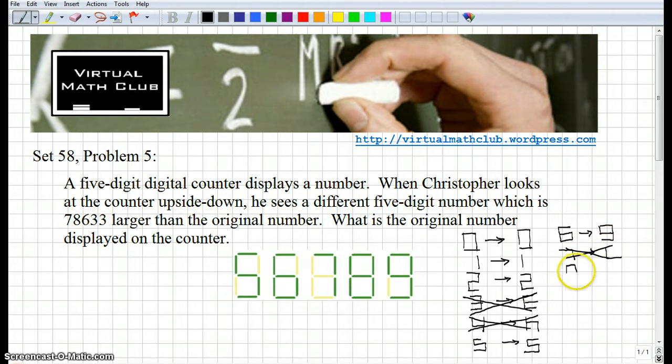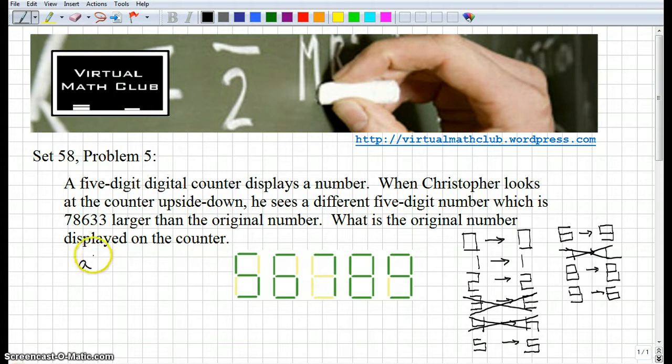For an 8, we have all 7 segments lit up. And when we turn it upside down, we still have all 7 segments lit up. So it still looks like an 8. And then a 9, turn that upside down, and it looks like a 6. Alright, so that's all our digits. So you can see we've eliminated some of the digits that can't be in our number.